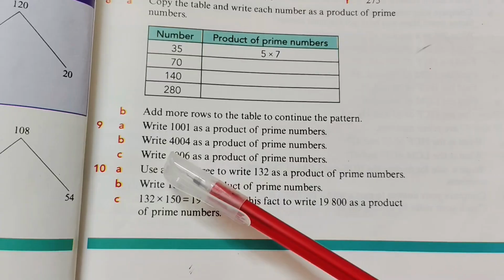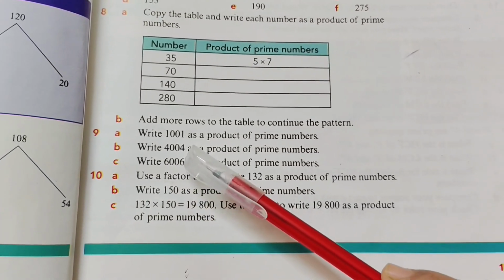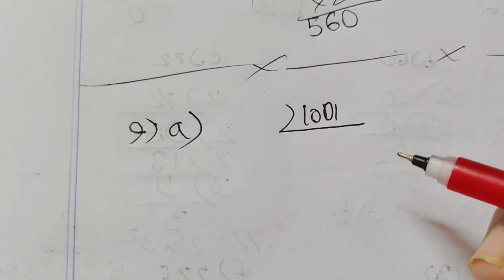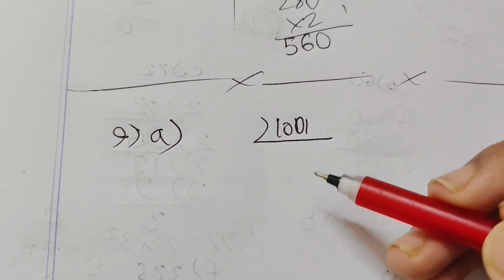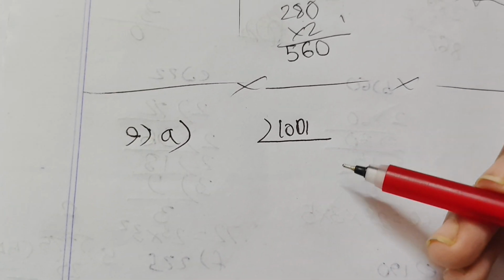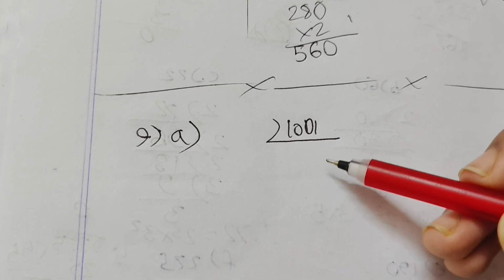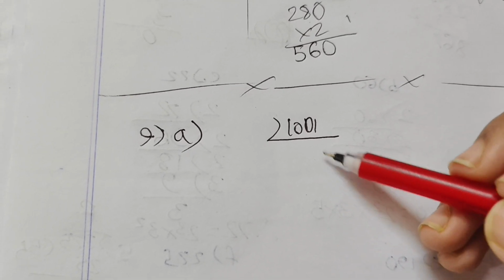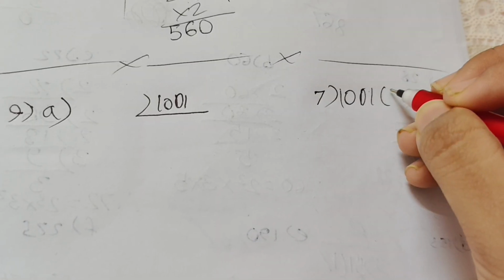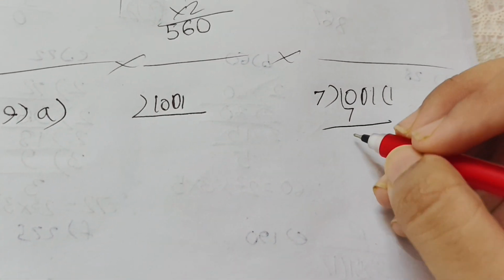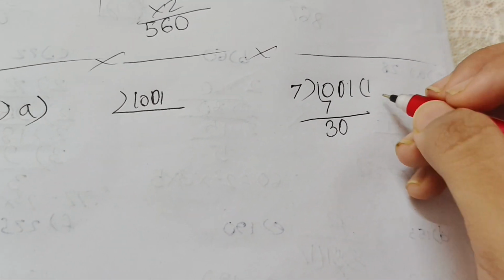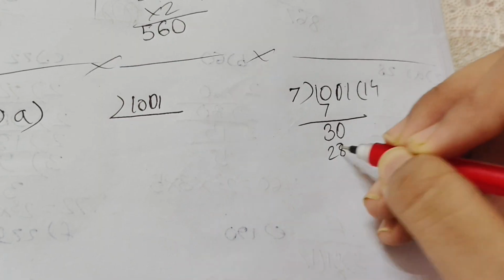Number 9a, write 1001 as a product of prime numbers. First thing we do is to see if 1001 is divisible by 2, which clearly isn't. Then the next prime number, which is 3, which is also not going. 5 also doesn't go. Let's see if 7 goes with this. 7 multiplied by 1 is equal to 7, leaving 3, 0. 7 multiplied by 4 is 28.